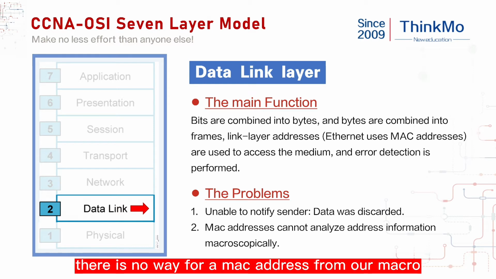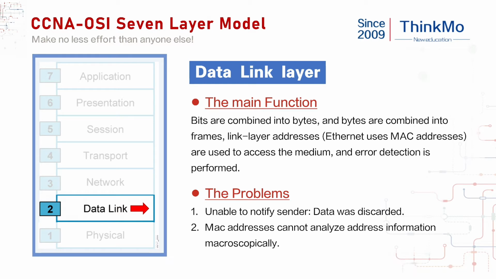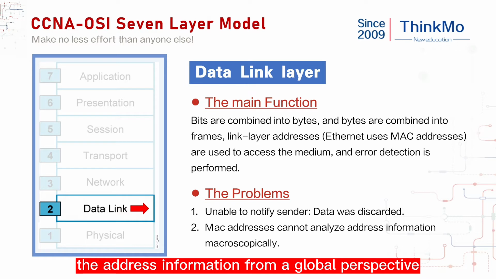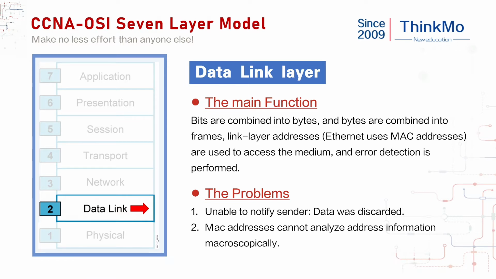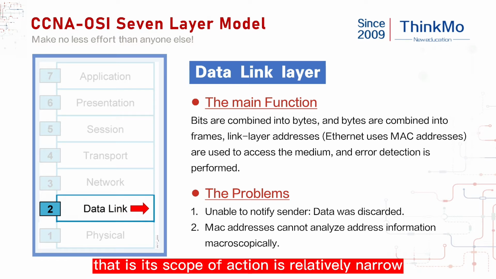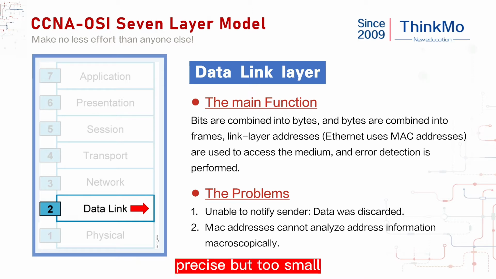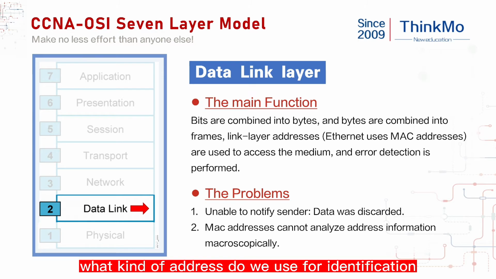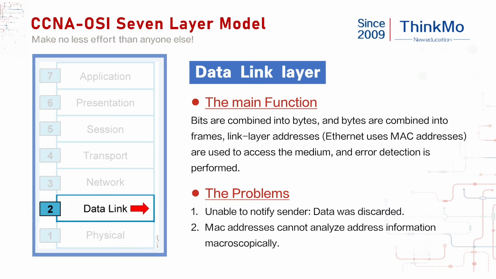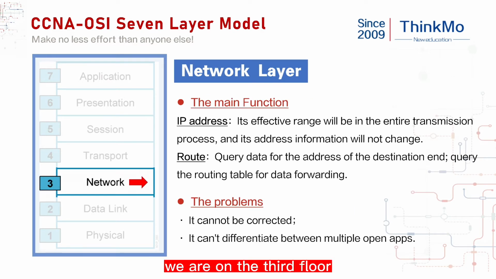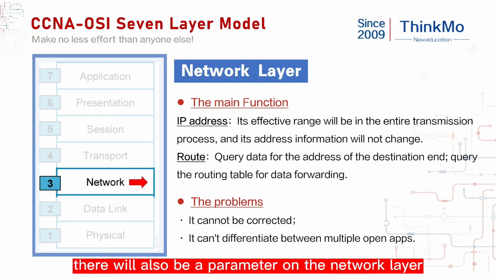There is no way for a MAC address to analyze the address information from a global perspective. That is, its scope of action is relatively narrow, precise but too small. What kind of address do we use for identification? We are on the third floor. There will also be a parameter on the network layer. It will also carry an address information.